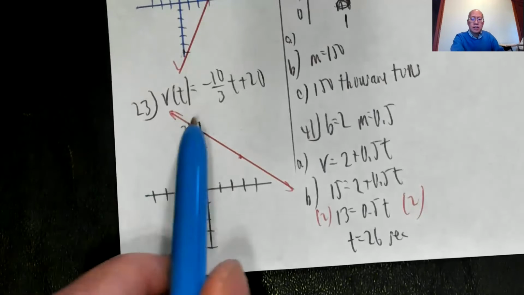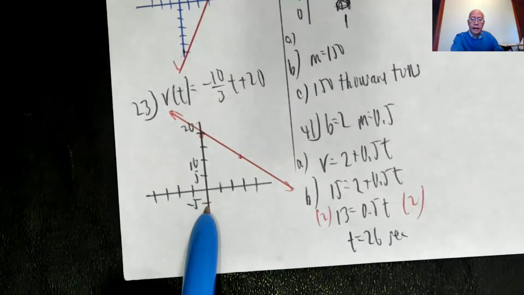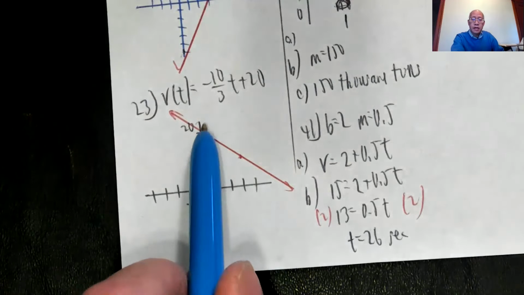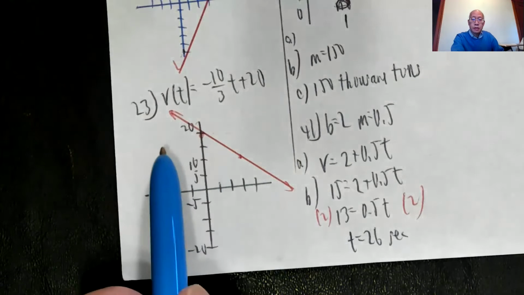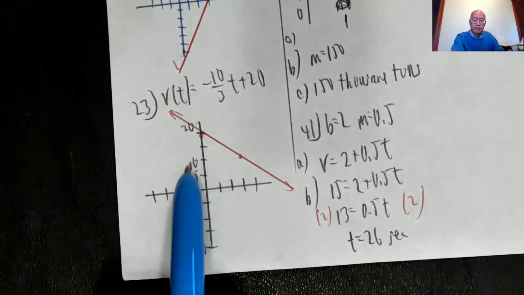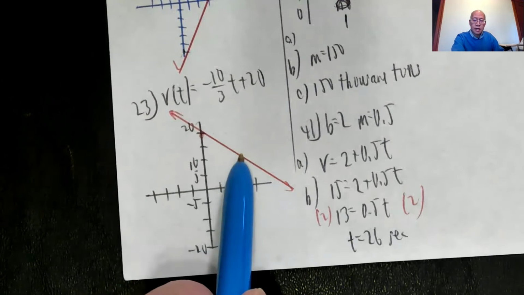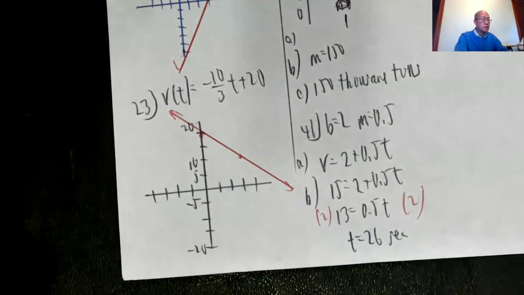23, v of t is negative 10/3 t plus 20. Okay, so the y-axis I go to 20. Slope is negative 10/3. Okay, so this is not to scale. Here I'm counting by 5s, it looks like. But here if I go over 3, I go down 10 and connect, and there's the line.